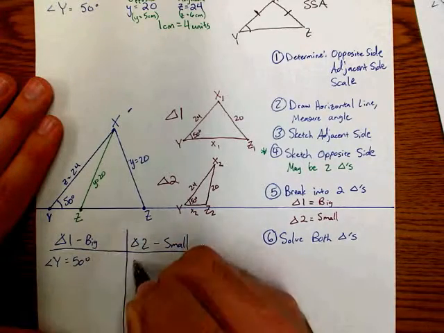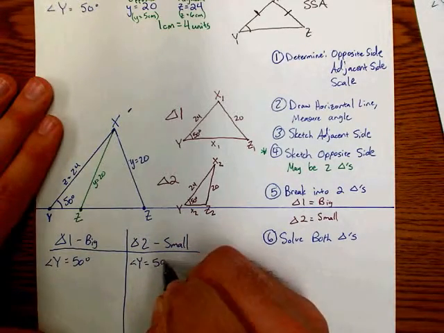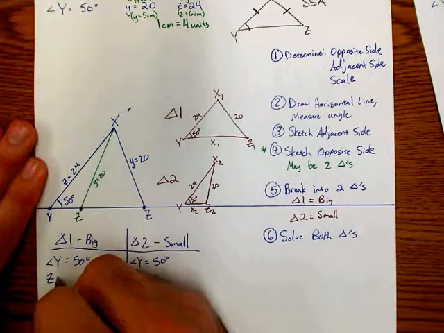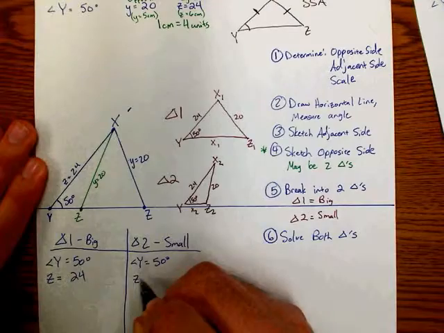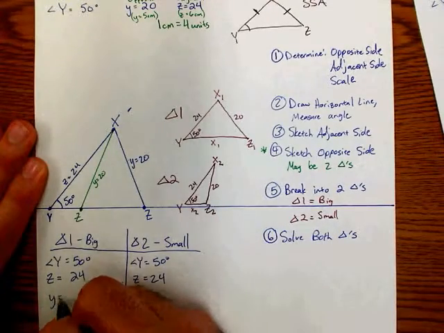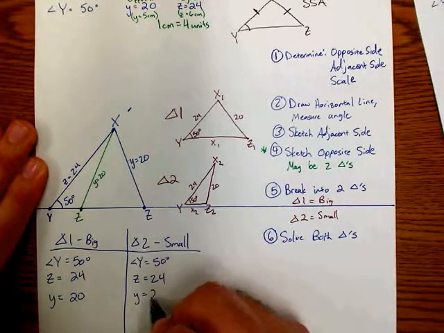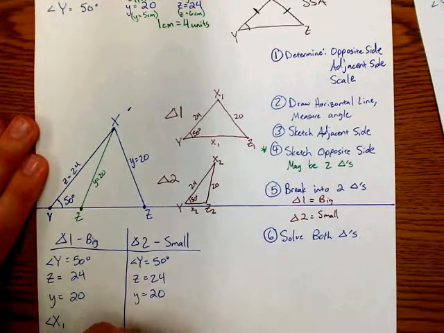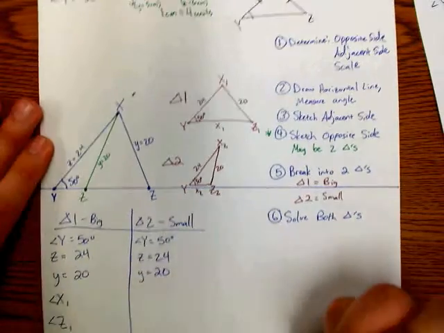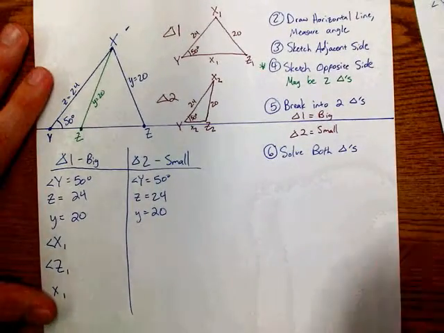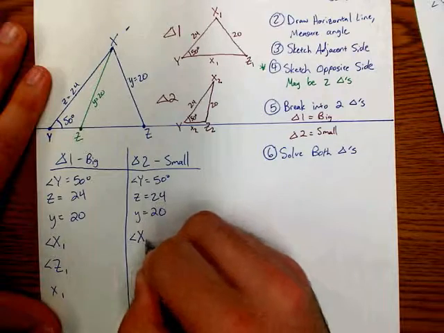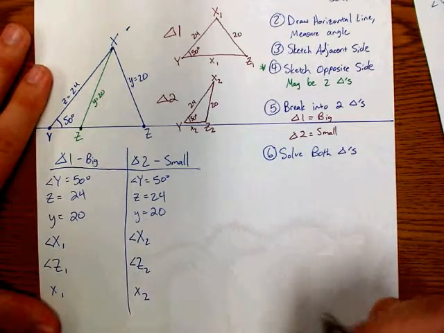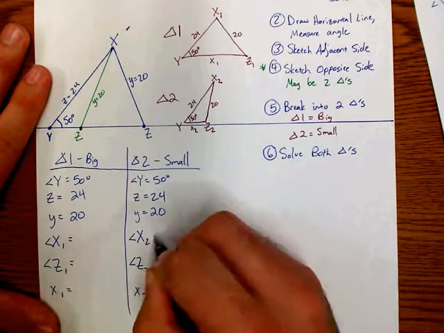And I know I'm being a little repetitive here, but make sure you're organized. It's important. We know side z is 24, and that's true for both. And we know side y is 20. That's true for both. Now, what we don't know, that's going to be angle x1, angle z1, and side x1. Sorry, I'll move up so you guys can see. And that would mean this side's going to be angle x2, angle z2, and side x2. Those are the things that we need to figure out. We're going to have to round a little bit.